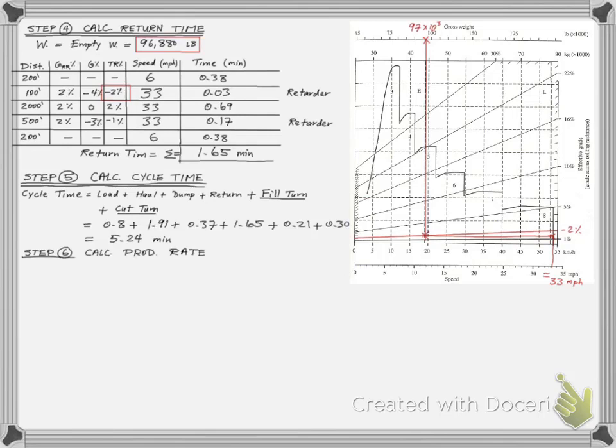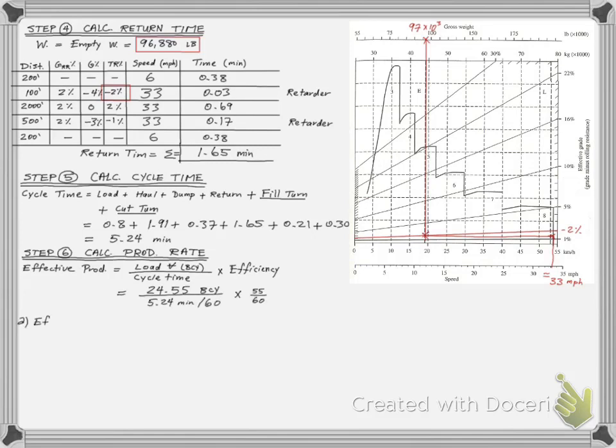The last step is to calculate the effective productivity using our famous cycle production formula. So we completed part A of the exercise with an effective productivity of 258 bank cubic yards per hour.